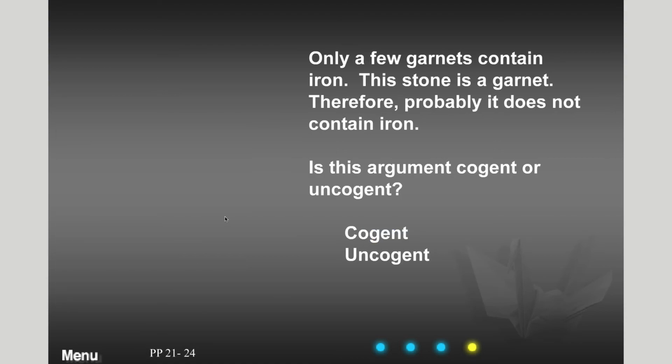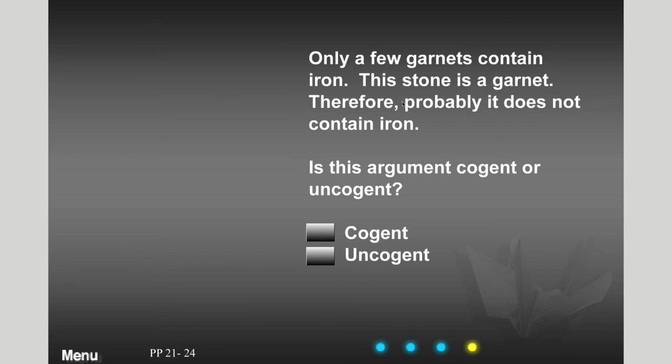Now we need to know whether it's cogent or non-cogent, and we were told at the beginning that only a few garnets do in fact contain iron. This is a true premise, and so therefore it's cogent. I'm leaving aside, by the way, the second premise, that this stone is a garnet.